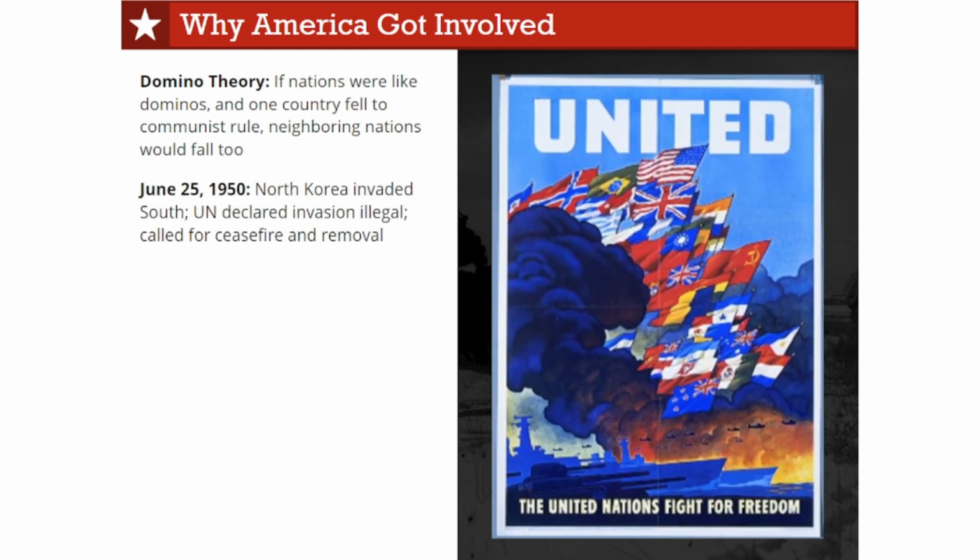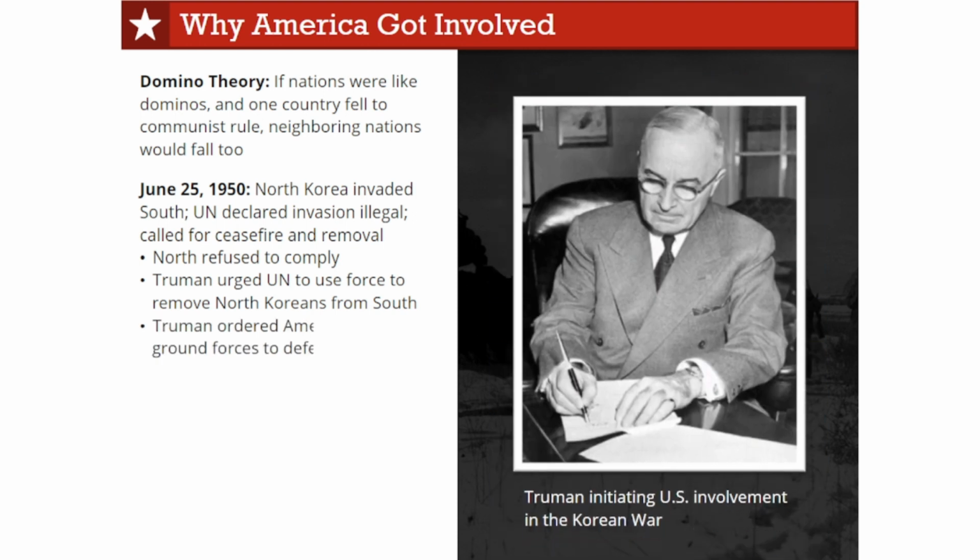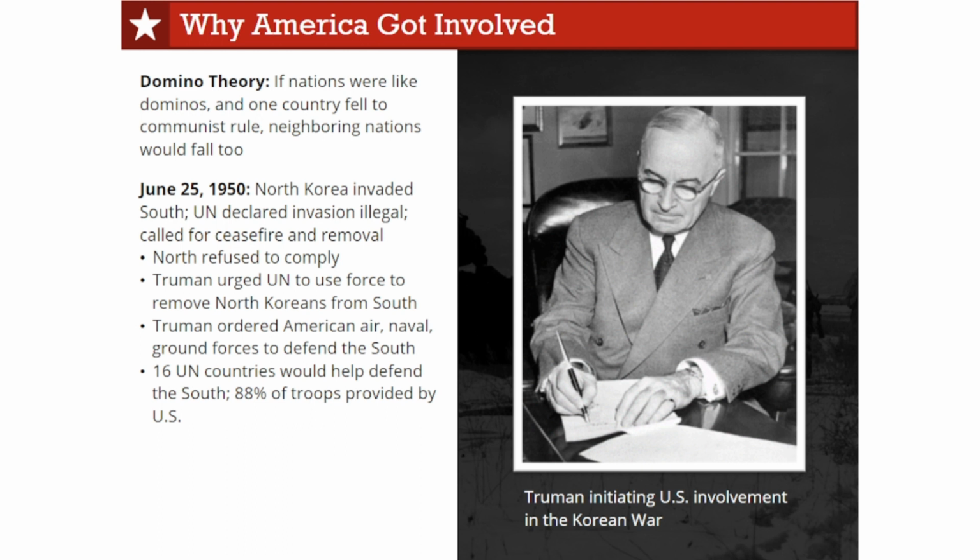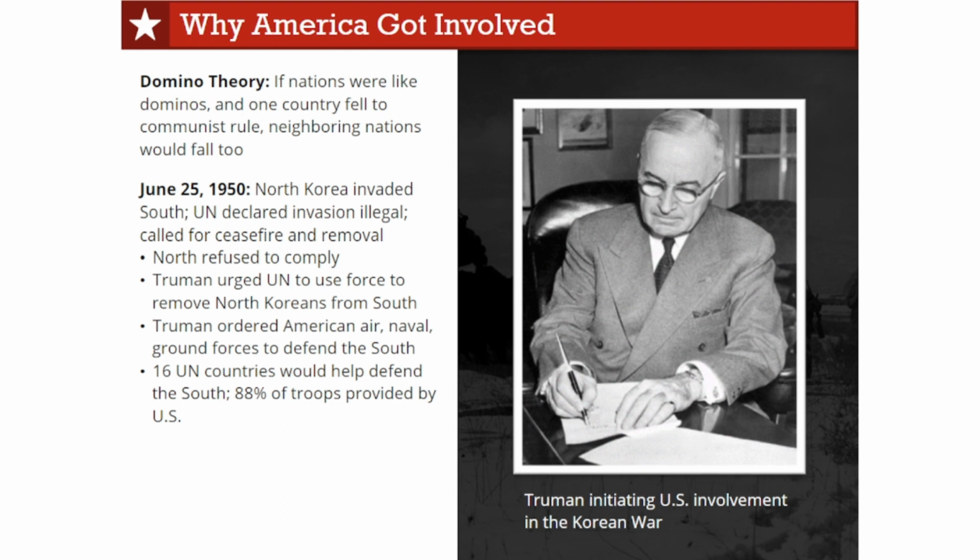When North Korean forces invaded the South on June 25, 1950, members of the United Nations, which included the United States, declared the invasion illegal. The UN called for an immediate ceasefire, demanded the North Koreans pull their forces from the South, and return behind the 38th parallel. When the North refused to comply, Truman urged the members of the UN to use force to remove the North Koreans from the South. Truman also ordered American air, naval, and ground forces to defend the South from the communist invasion. Eventually, 16 countries from the United Nations would send soldiers to help defend South Korea, but the U.S. provided 88% of the troops.